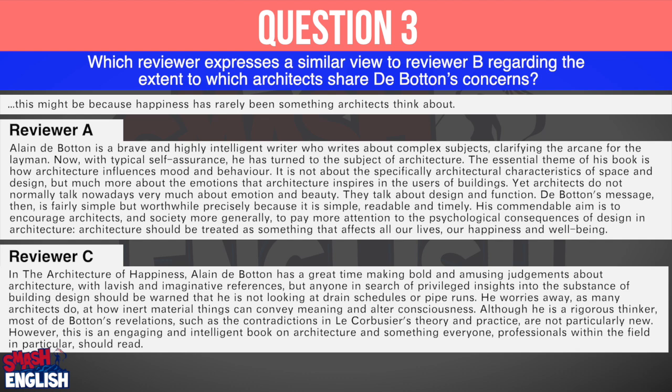Okay, let's go through this very quickly. Here is the important part of A, and here is the important part of C. A states that architects don't tend to think about emotion and beauty, but instead focus on design and function. C states that architects worry about how material things convey meaning and alter consciousness. So C disagrees with B, while A agrees with B. So our answer is A.